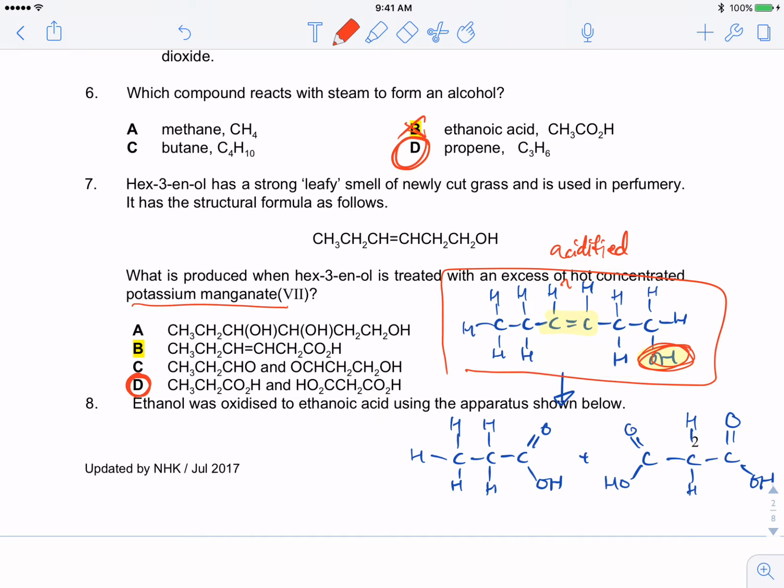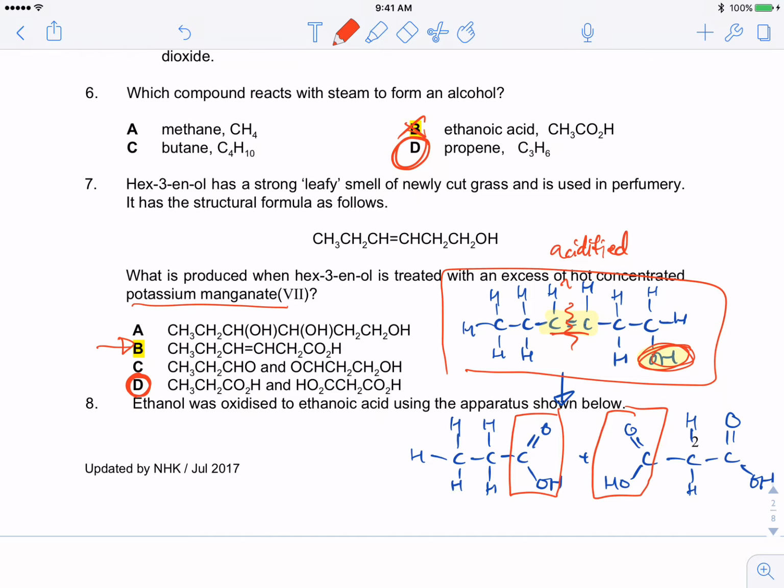So that's why you will get the answer B. But what you did not learn in class is that actually alkenes can also be oxidized with hot acidified KMnO4. So what happens is this. You see this double bond here? It will break this apart and form 2 carboxylic acids at that side instead. So actually the answer is D.